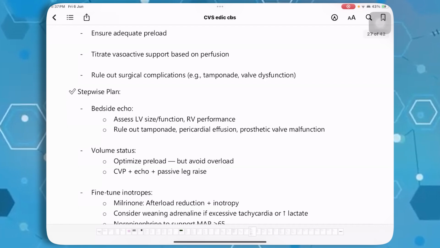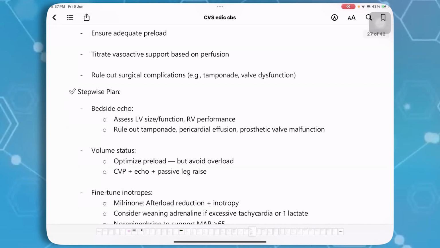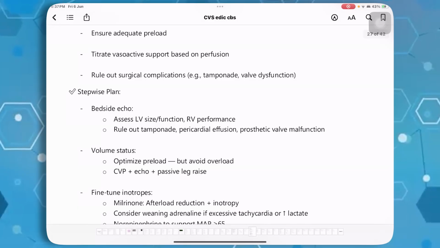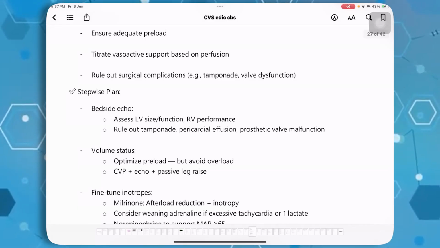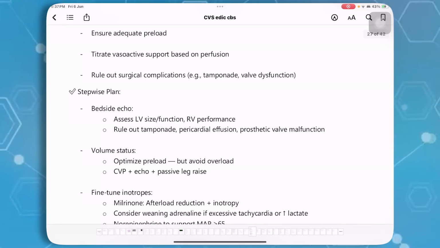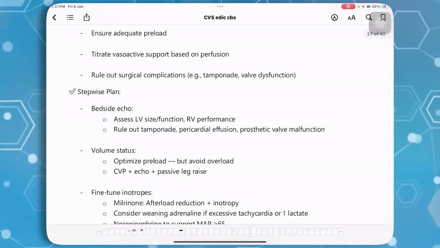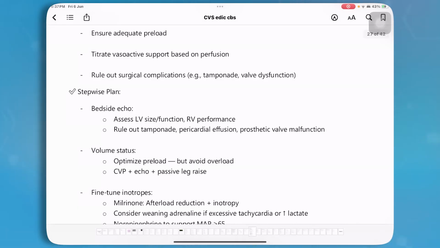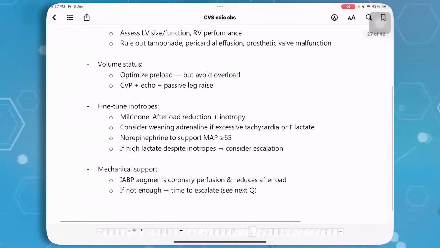So assess the left ventricular and right ventricular function both. Rule out tamponade, effusion, prosthetic valve dysfunction. Get a good amount of volume status, like optimize the preload, avoiding fluid overload. Get a CVP, echo, try to do a fluid challenge test with a passive leg raise, fine tune the inotropes.